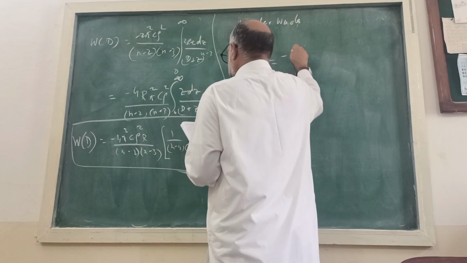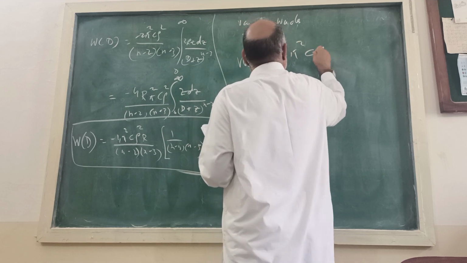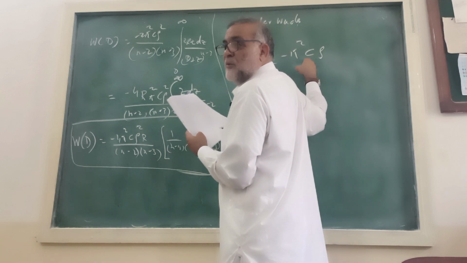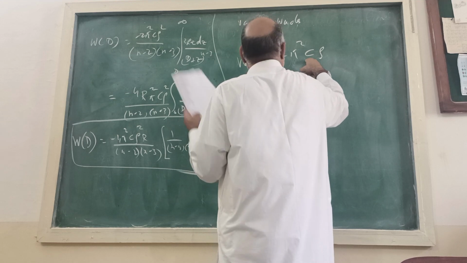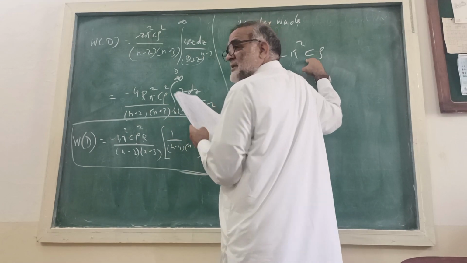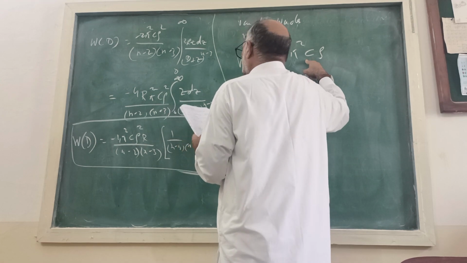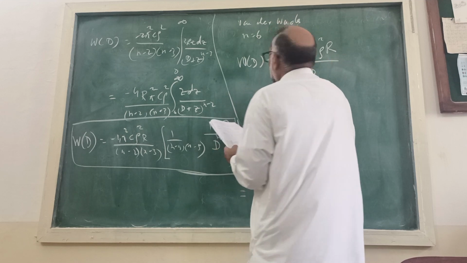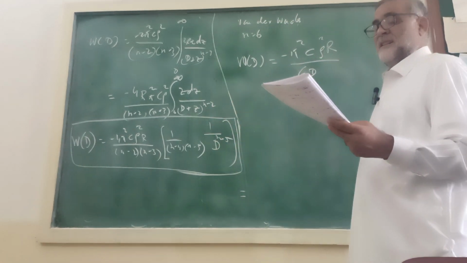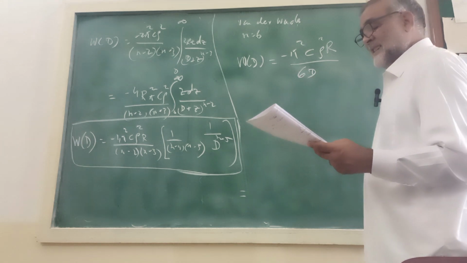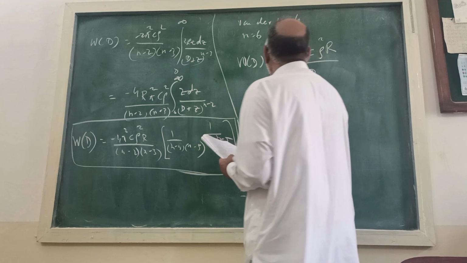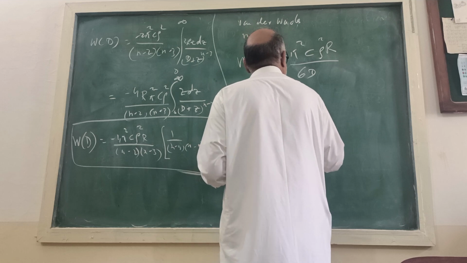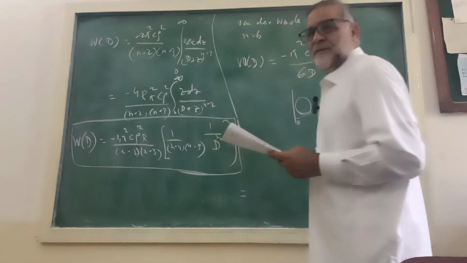That will be minus pi square C rho square R divided by 6D. C is the force constant between the particles, whatever the type of force is. For van der Waals, the energy depends on the separation D.